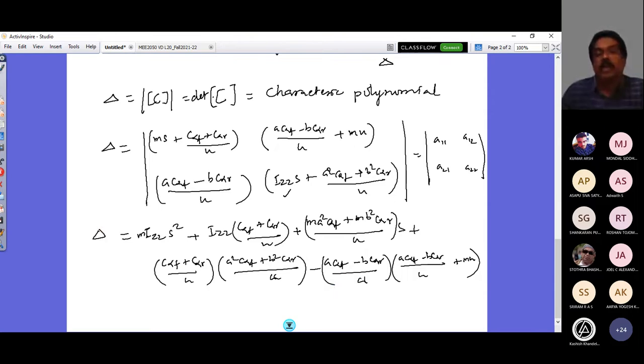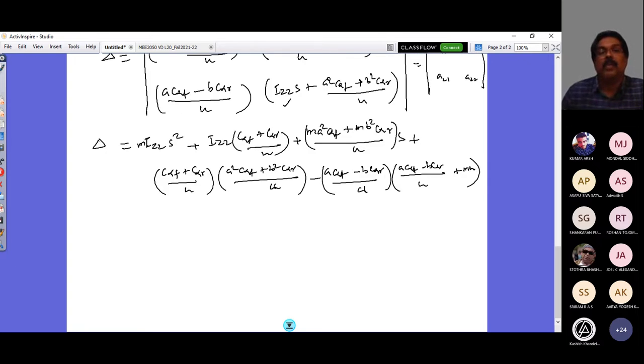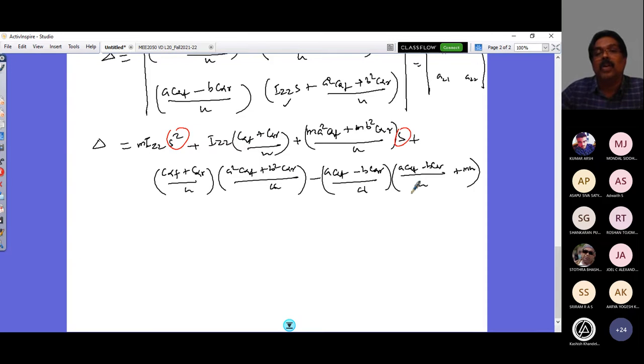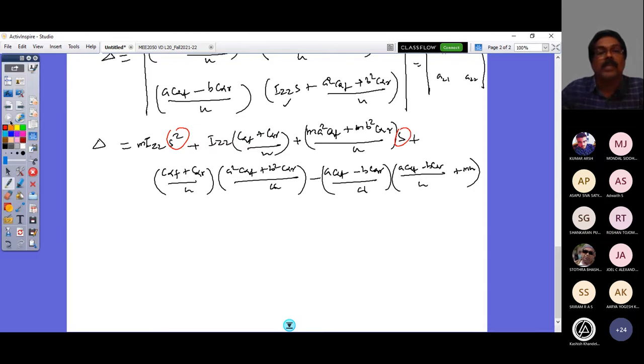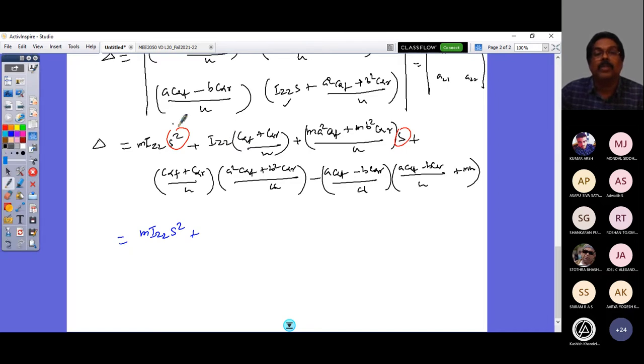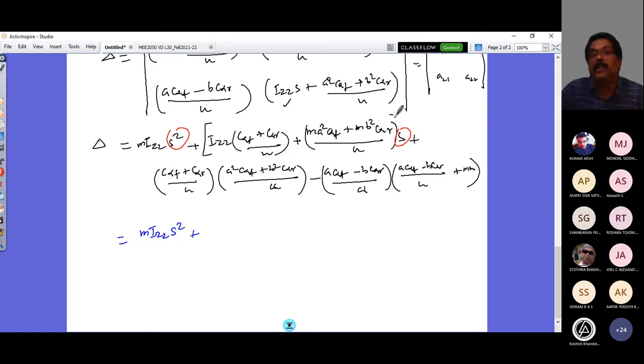So let's now work this out and then group them so that I'll have a quadratic equation. So you can see here, I will get the coefficient of S square, I will get the coefficient of S, and there is a constant term I'll get. So the quadratic equation is what I'm going to get now. So when I do that, it's going to be M IZZ S square plus, I'm going to group all S terms. So I have here this is the S, and this is also, right? This is all in bracket.